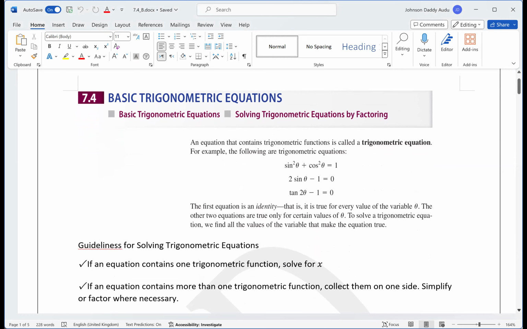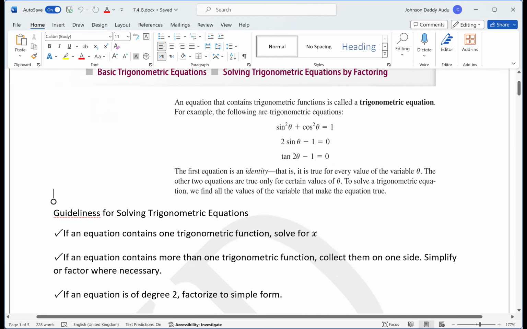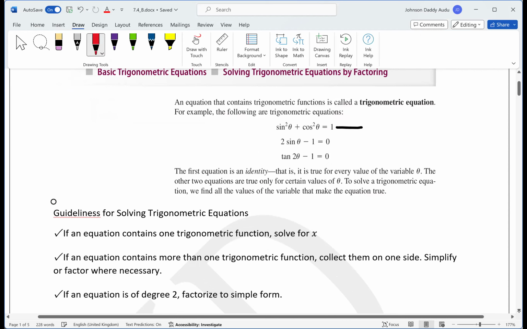Now, if you look at these three examples here, this is the first one. Sine squared theta plus cos squared theta is equal to 1. Now, this is a trigonometric identity. Why is it an identity? Because it is true for any value of theta. If you take theta to be 30, 40, for any angle theta, sine squared theta plus cos squared theta is always equal to 1. So this is an identity.